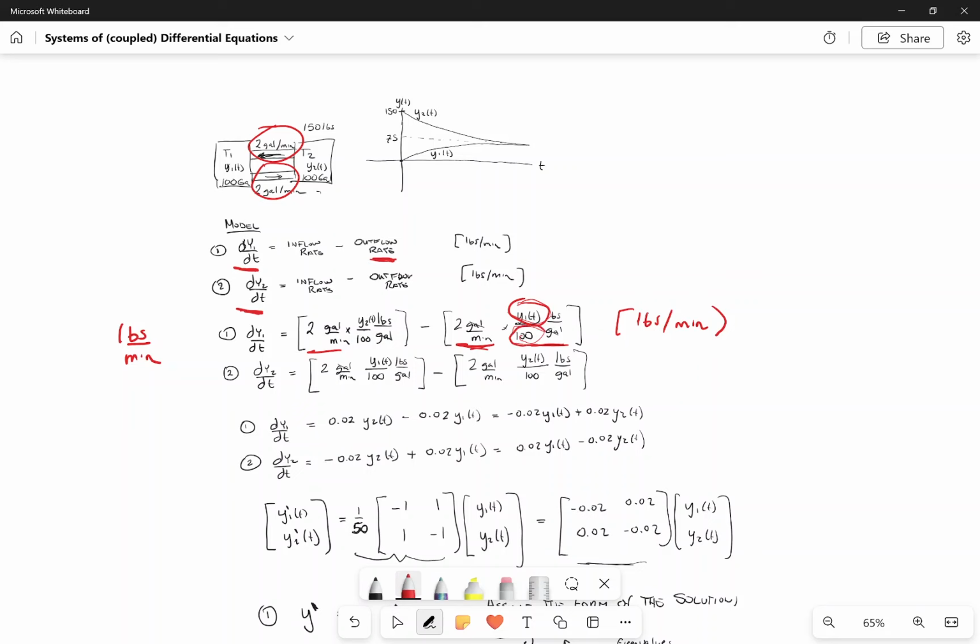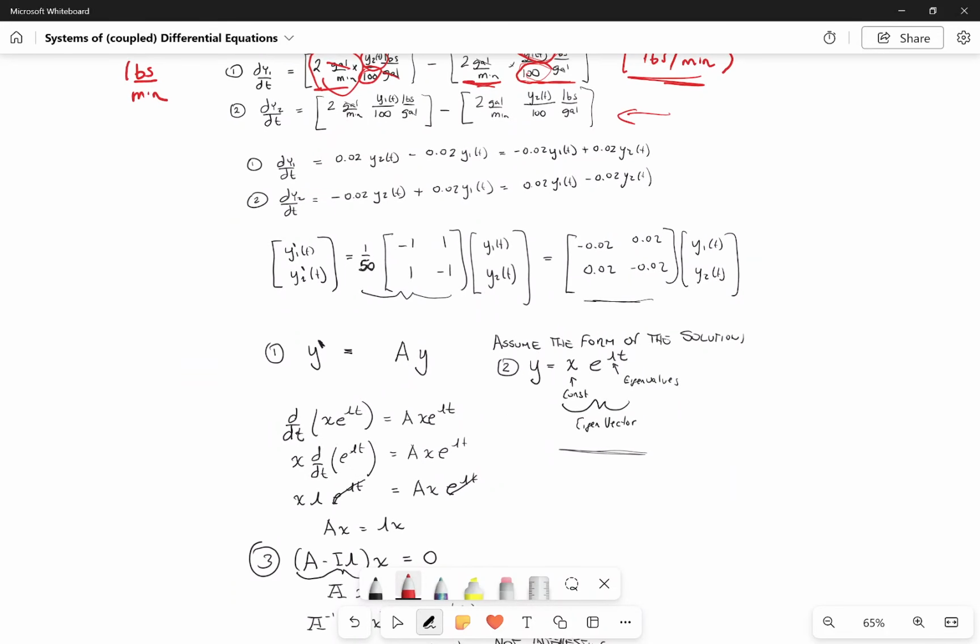The same thing is true for the inflow rate: there was 2 gallons per minute coming into tank 1 from tank 2, times the amount of fertilizer dissolved in the 100 gallons in that tank. Again, the gallons will cancel out and you get pounds per minute, which matches the units on the other side. The same thing holds true for tank 2, just in the opposite direction. That gave us a system of equations, which we have here in matrix form.